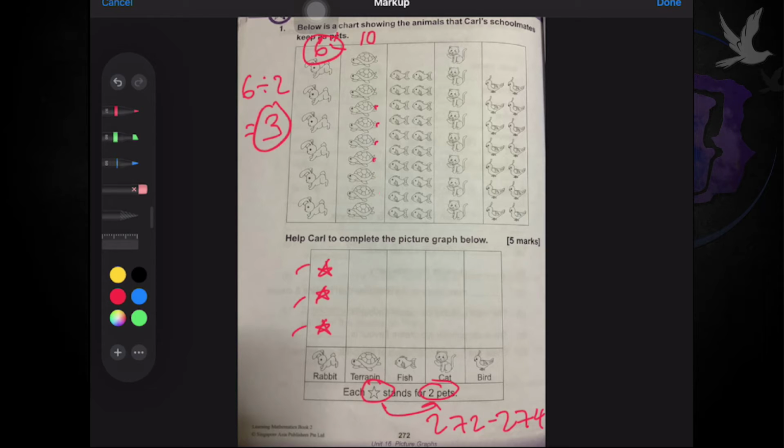Okay, para mas makita nyo yung logic, so that you'll be able to see the logic instead. For example, ito, 2 turtles, you have 1 star, 2. So for the turtles, you have a total of 1, 2, 3, 4, 5. So which means you're going to draw 5.